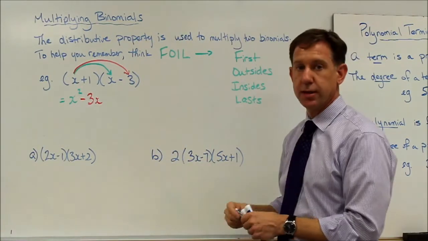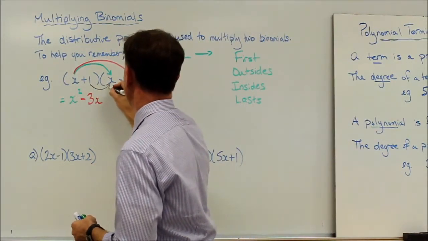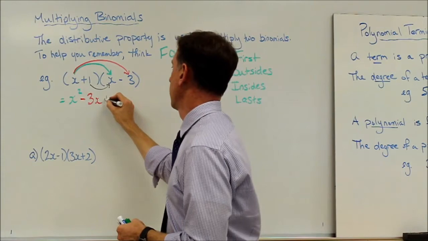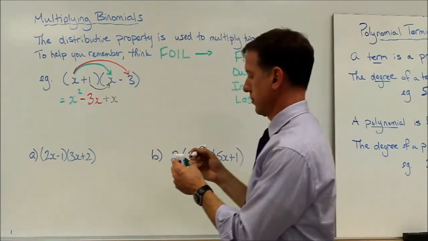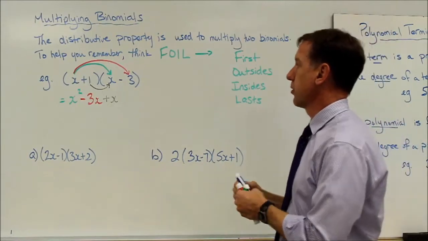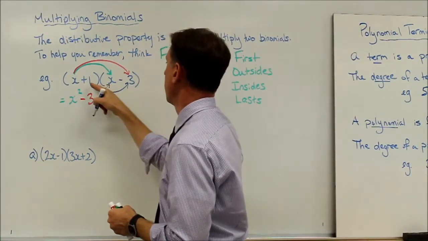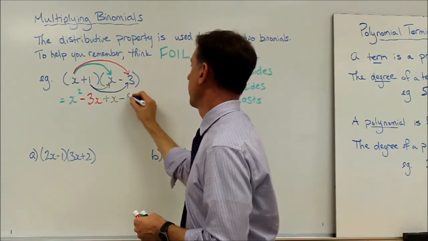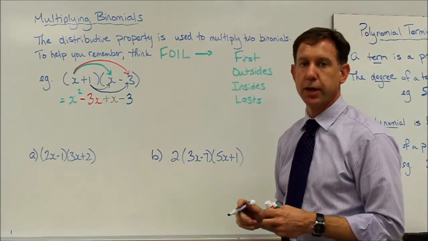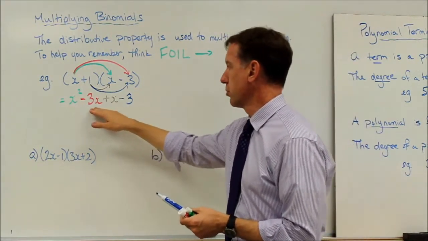Then we can do the inside multiplications. 1 times x for 1x. And finally, the lasts get multiplied together. 1 times negative 3 for negative 3. So 4 multiplications that need to get done there, and you'll get 4 terms down here.